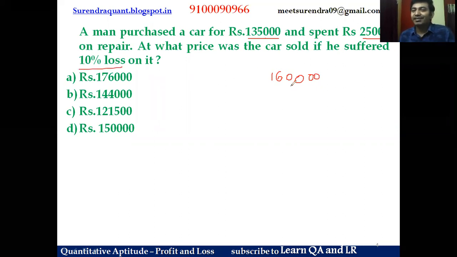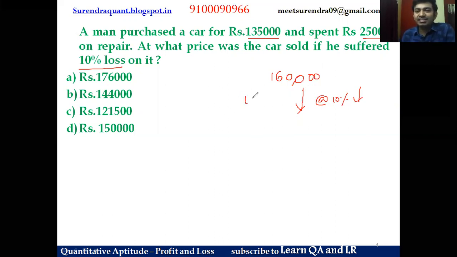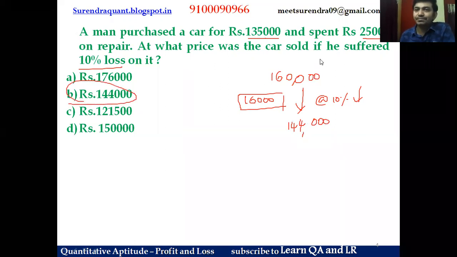So that means this value decreases by 10% and is sold. 10% of 1,60,000 is 16,000. If 16,000 decreases from 1,60,000, the final selling price is 1,44,000. Option B. Very simple question.